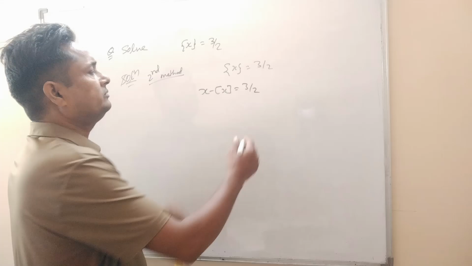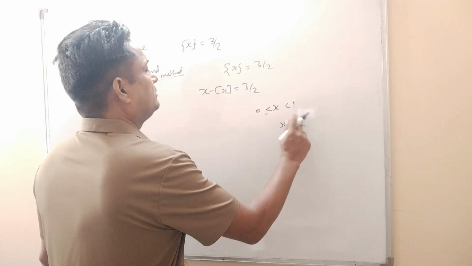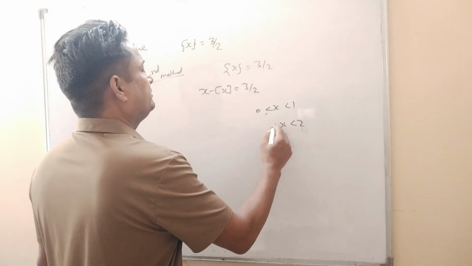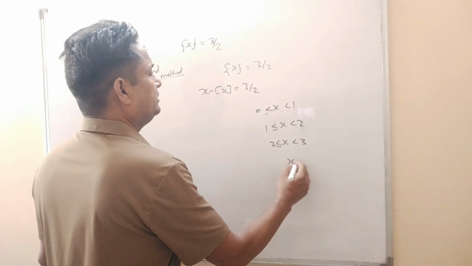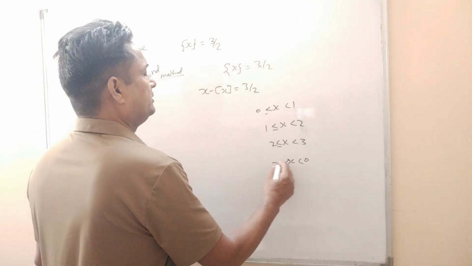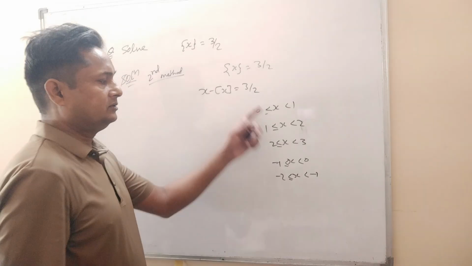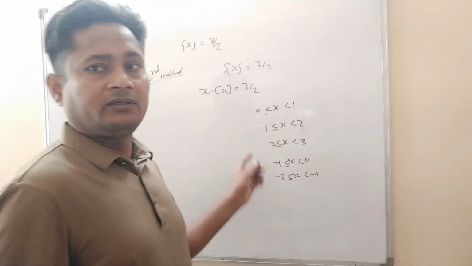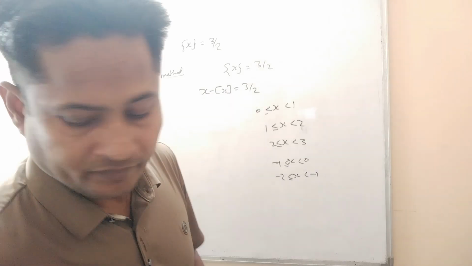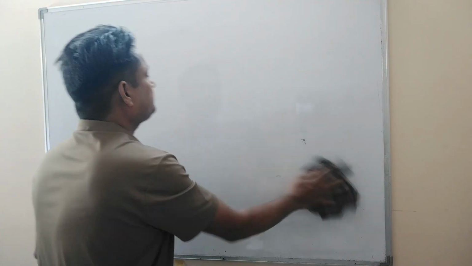You can use a third method also. You can break this into intervals like 0 to 1, 1 to 2, 2 to 3, similarly minus 1 to 0 and minus 2 to minus 1. Take these intervals and simplify this one. You will get no solution again. You can use any of the methods if you want.